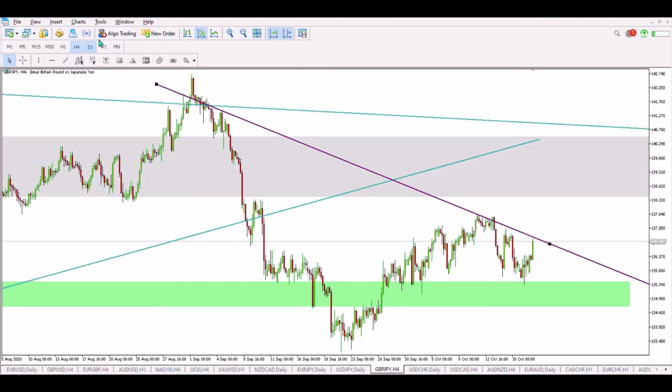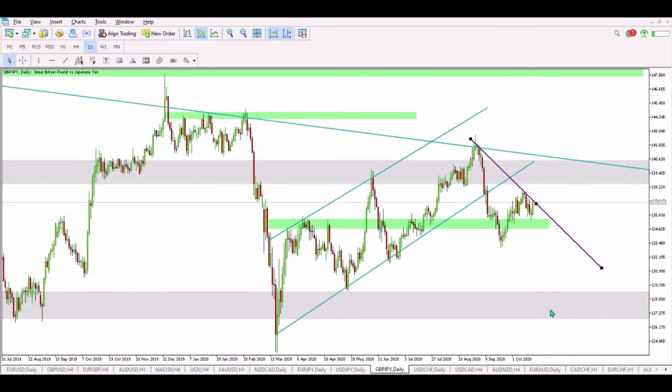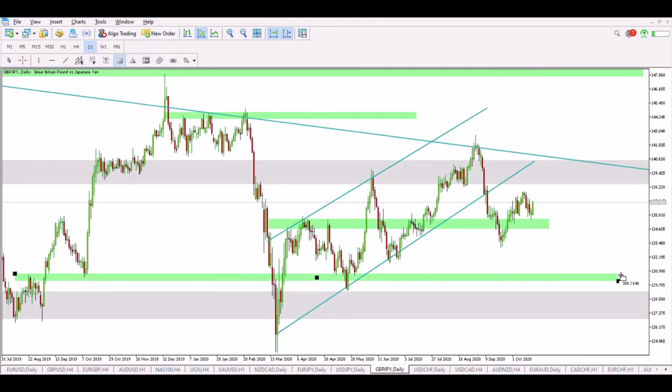Let's move to the daily again. So if we respect this resistance line, we can continue bearish to this previous low or to these previous lows over here, or to the daily support zone area. I think that's even weekly zone area. Here I will draw one interesting zone. Just like this.